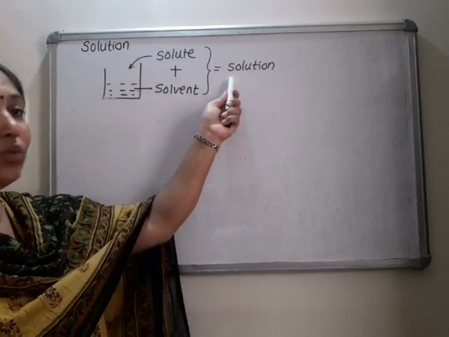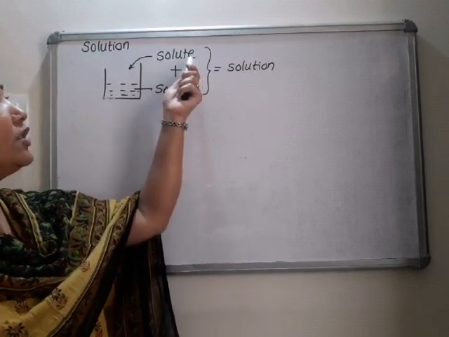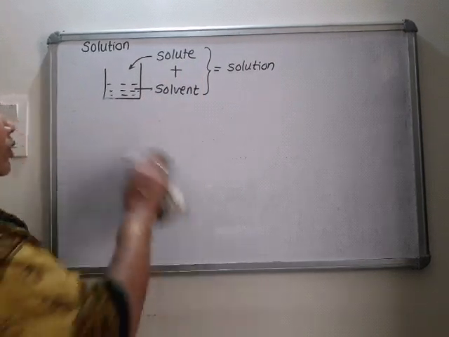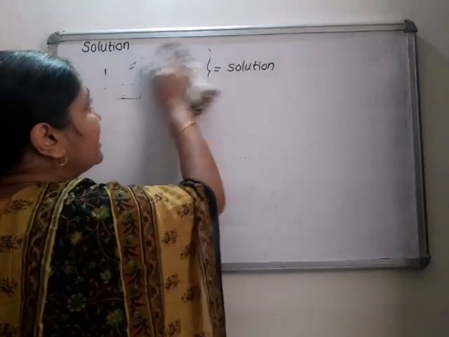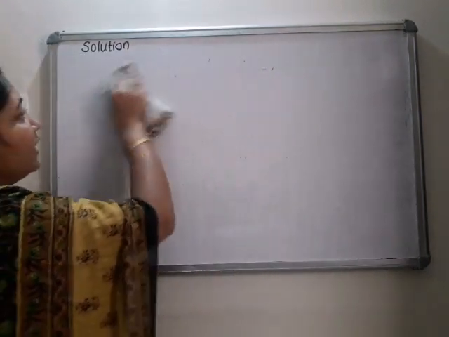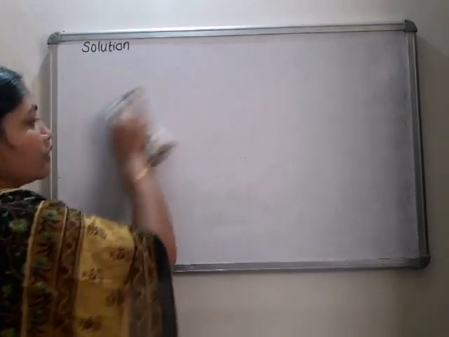Here we are discussing true solution. So the substance taken in small amount is solute, the substance taken in excess is solvent. So depending upon the physical state of this solvent and solute, there are 9 types of solution.